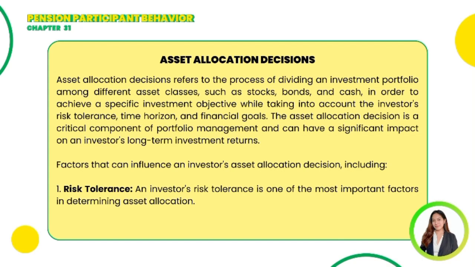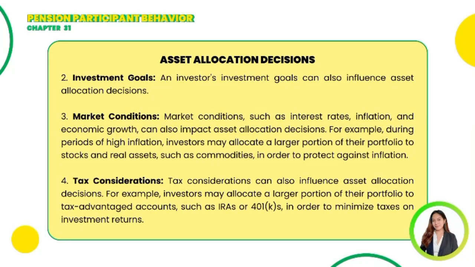So there are several factors that can influence an investor's asset allocation decision, and these include, first, risk tolerance. An investor's risk tolerance is one of the most significant factors in determining asset allocation. This approach considers the investor's risk tolerance, which is the degree of risk they are willing to accept to achieve their financial goals. Investors with a high risk tolerance may prefer to allocate more of their portfolio to riskier assets such as stocks, which have higher potential returns but also higher risk, while other investors with a low risk tolerance may prefer to invest more in bonds or other fixed income investments, which have lower potential returns but also lower risk.